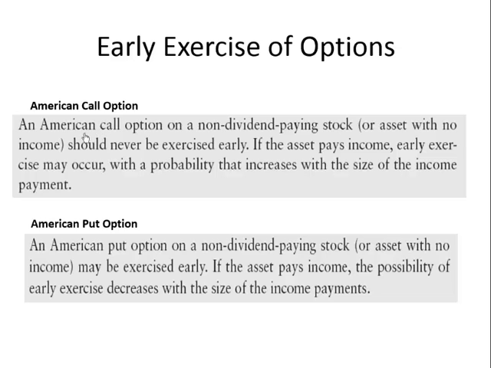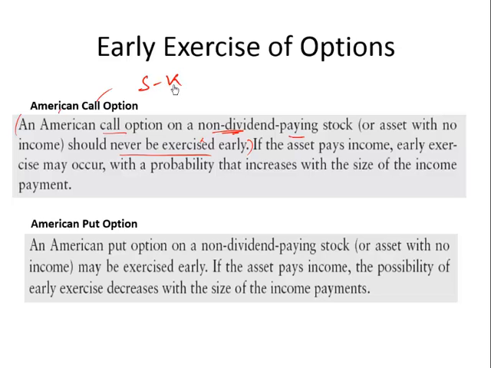Says that an American call option on a non-dividend paying stock should never be exercised early. An American option is called American because it can be exercised at any time. Now theory says that an American call option should never be exercised early on a non-dividend paying stock. If we exercise the American call option, what is the value that we will get?